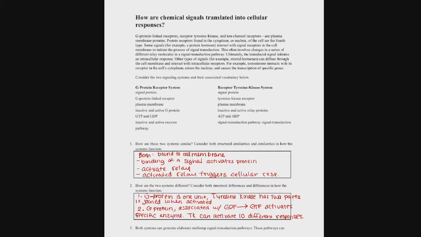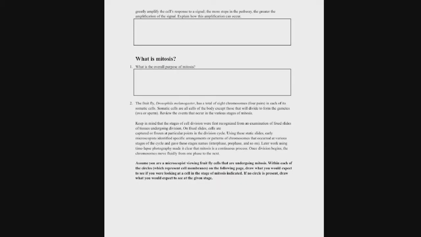Number 3. Both systems can generate elaborate multi-step signal transduction pathways. These pathways can greatly amplify the cell's response to a signal. The more steps in the pathway, the greater the amplification of the signal, and explain how this amplification can occur.